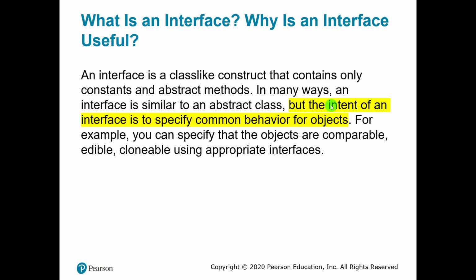But the intent for an interface is to specify common behavior for objects. So in the examples we saw in the last video, the common behavior for all of those objects is that they would act like phones. Whether it was a computer or an actual phone, they were all going to act like phones. Some other examples that we're going to see coming up are the comparable interface, the edible interface, or the cloneable interface. Some of these are built into Java.